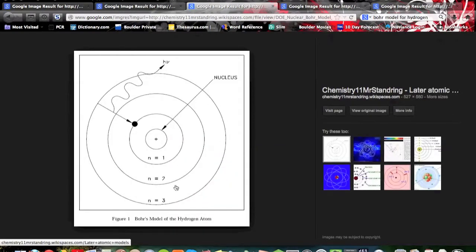So this is Bohr's model. Bohr created a model of what happens when a photon hits an atom. And so when a photon hits an atom, there is energy that is transferred to the atom itself. And what this does is often it bumps up an electron to the next level.